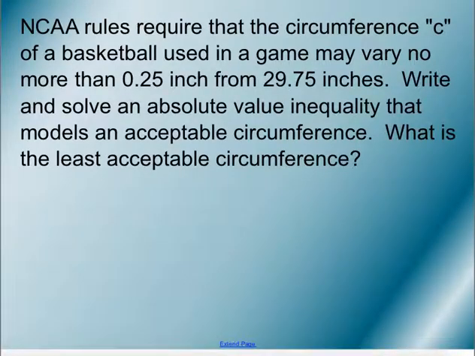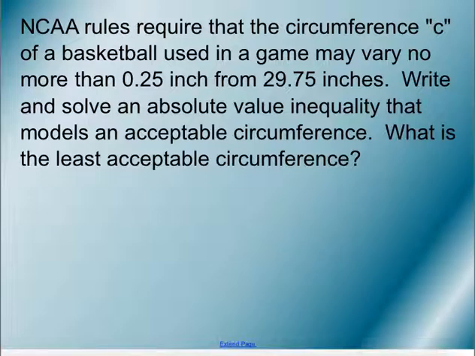All right, now sometimes we come up against word problems here for these inequalities, and the hardest part is just writing the inequality. So NCAA rules require that the circumference C of a basketball used in a game may vary no more than 0.25 inches from the 29.75 inches. Write and solve an absolute value inequality that models an acceptable circumference. What is the smallest acceptable circumference?